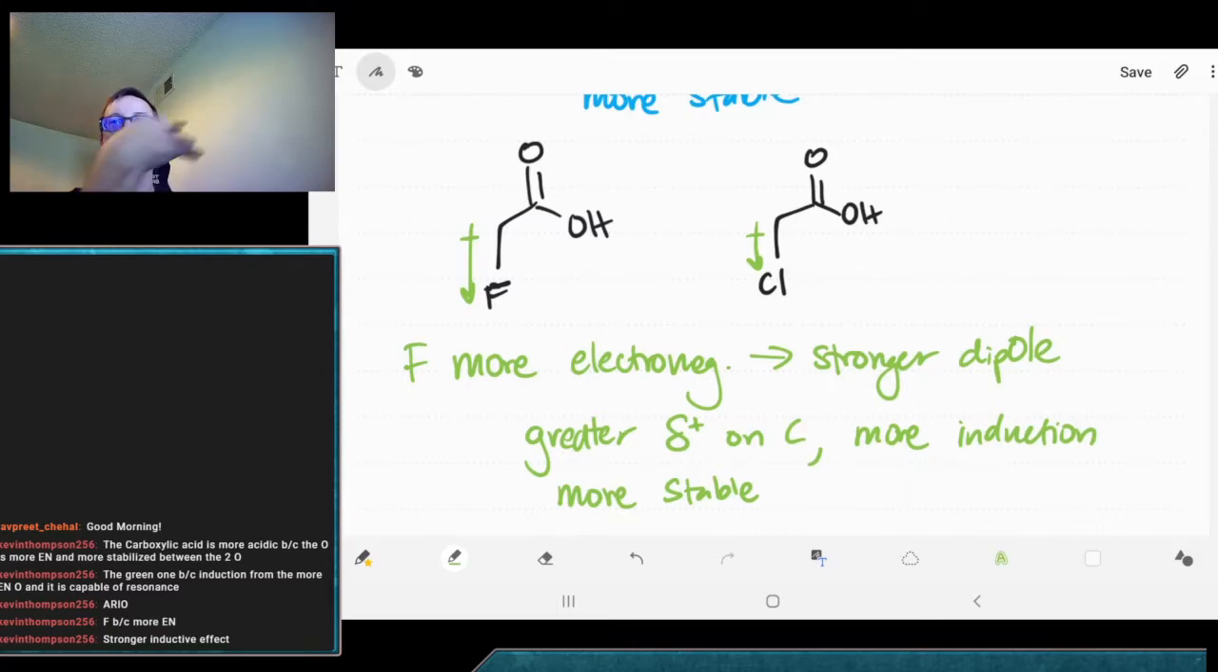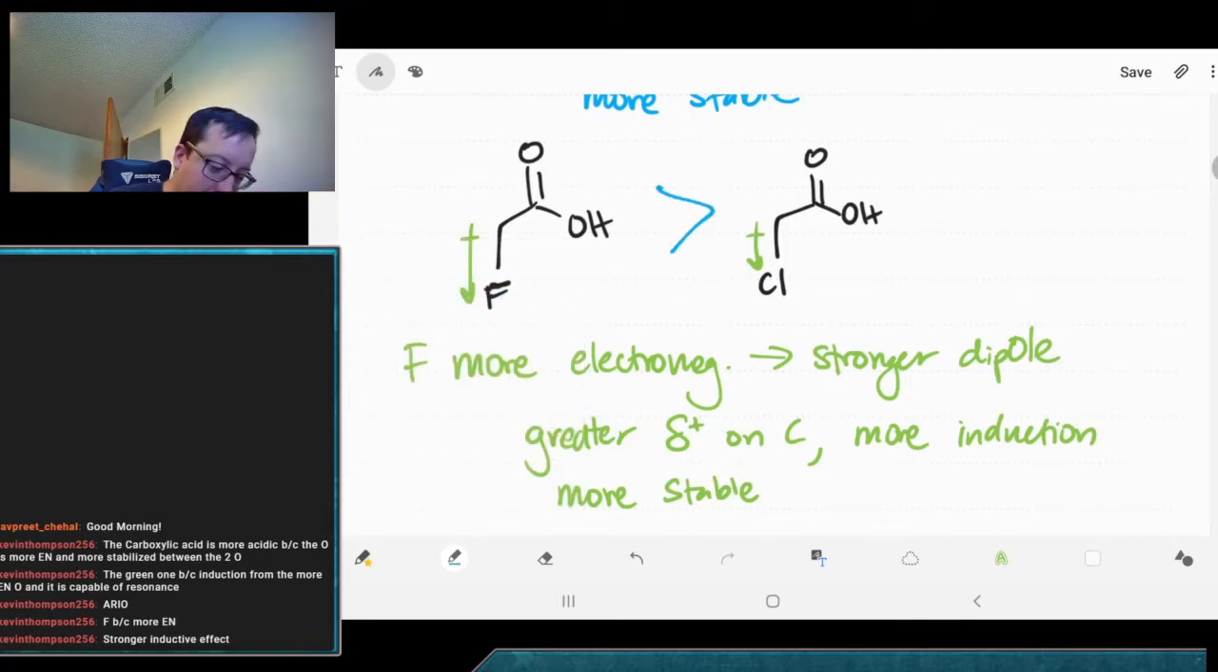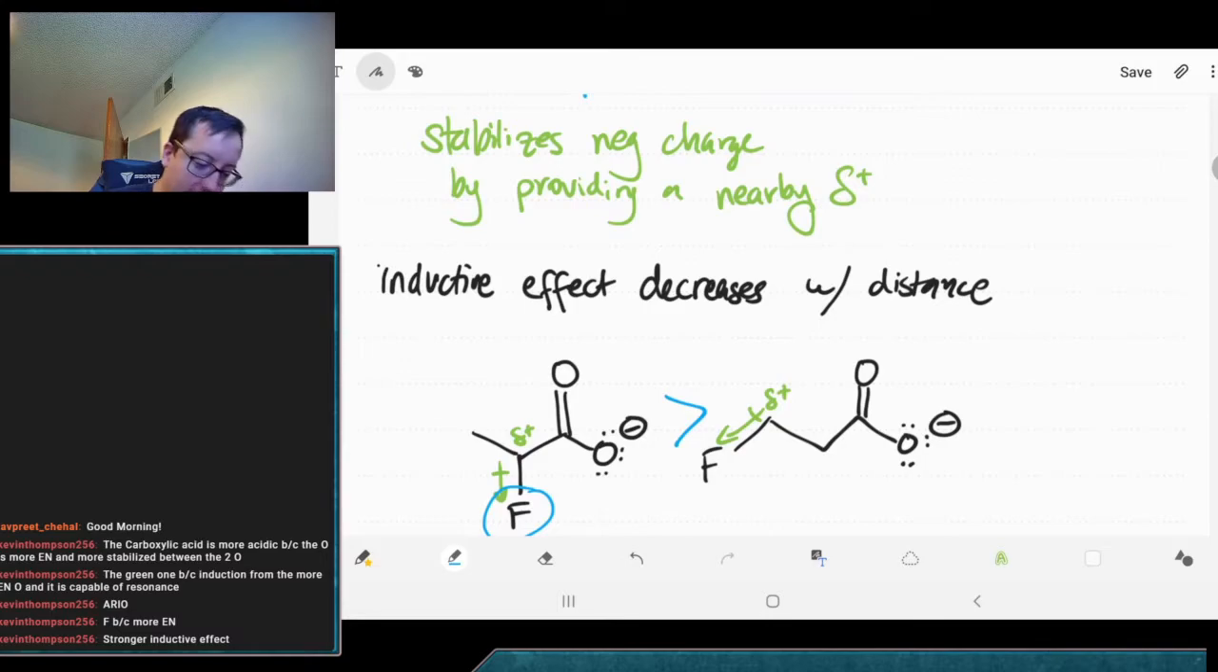So thinking about things we've learned in the past, fluorine is more electronegative than chlorine, therefore it's going to create a stronger dipole because it's going to pull more electron density away, therefore giving a greater positive charge on the carbon next to it, which is therefore going to stabilize the negative charge in the conjugate base to a greater extent. Therefore, the acid on the left is stronger because its conjugate base is more stable. So, we're going to see here again, this is going to be the stronger acid. I didn't do that here, but stronger acid again on the left.